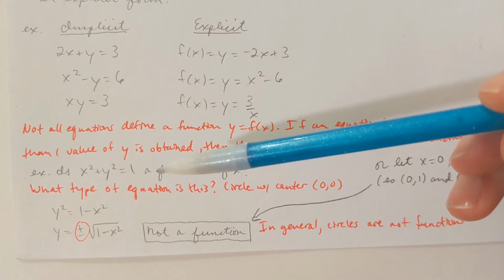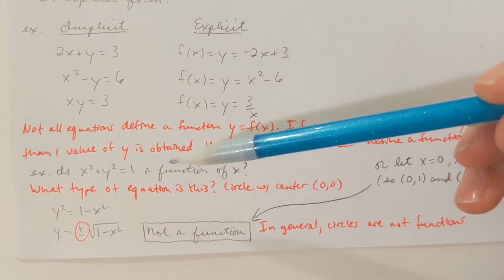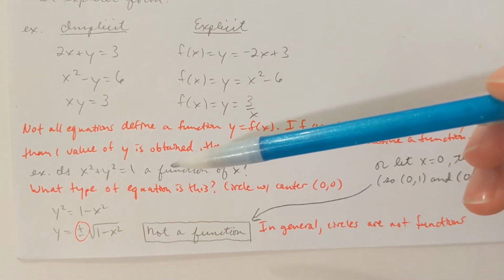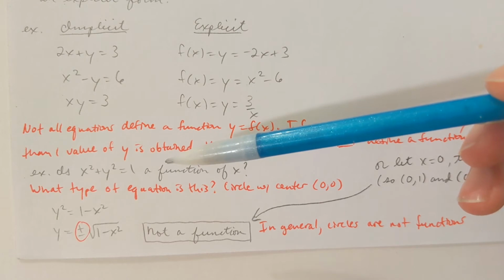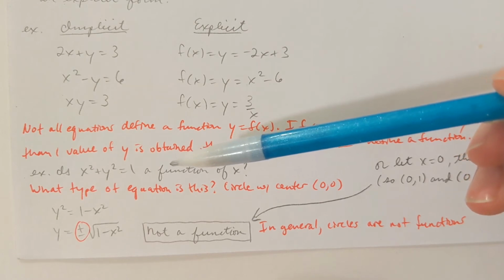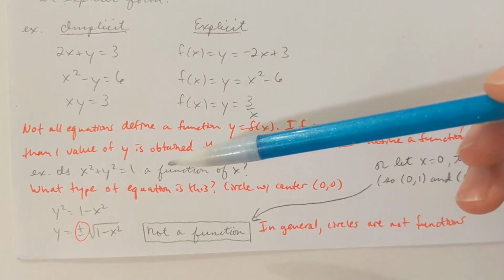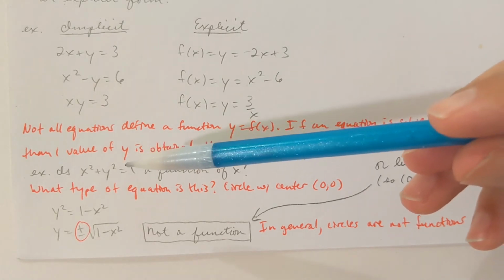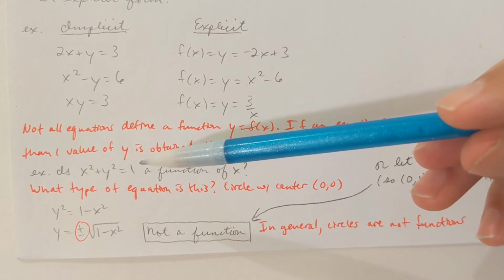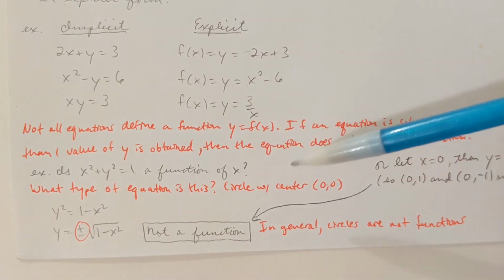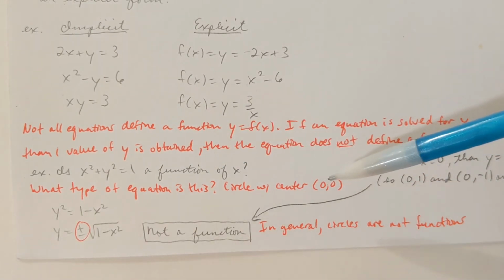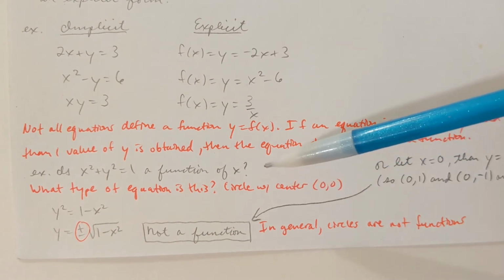So we talked about the equation of a circle the other day. The equation of a circle in standard form is x minus h squared plus y minus k squared equals r squared. The fact that h and k are both 0 and r is 1 means that this is a circle centered at the origin of radius 1.